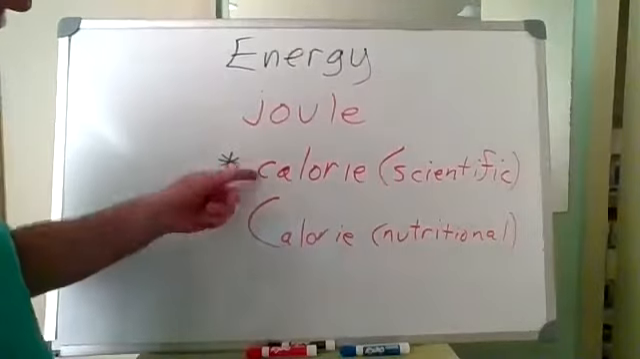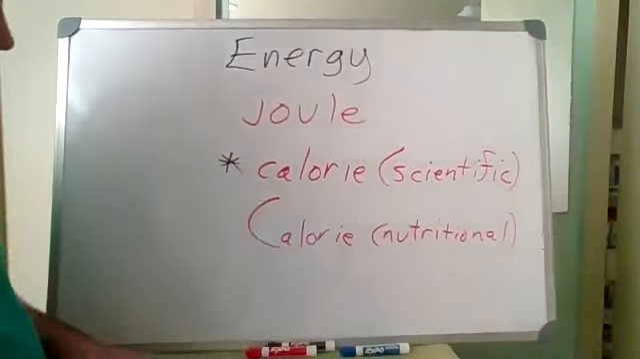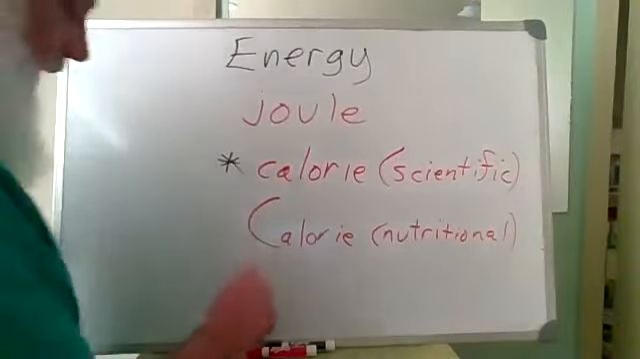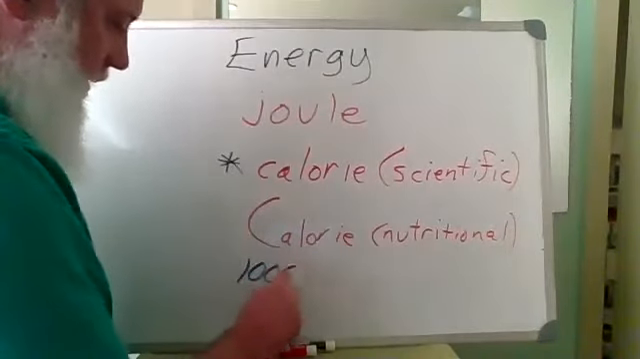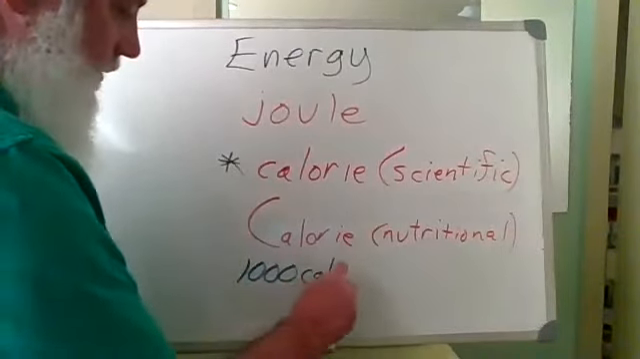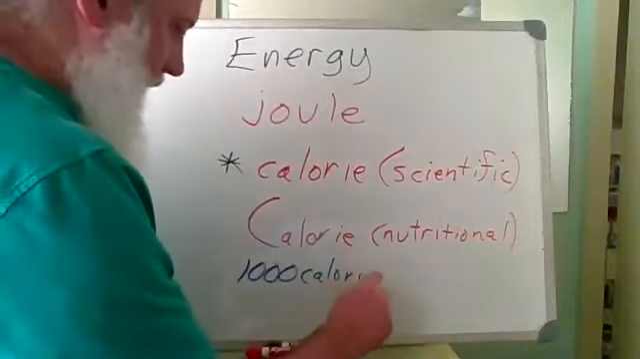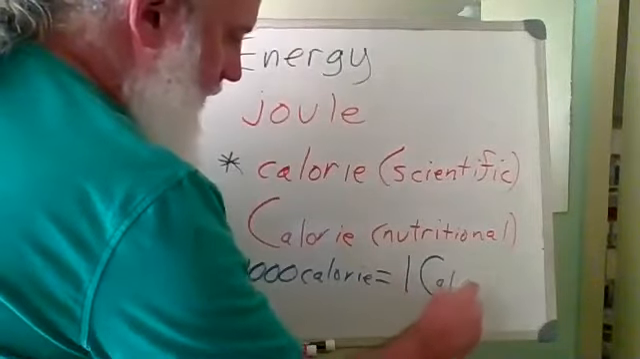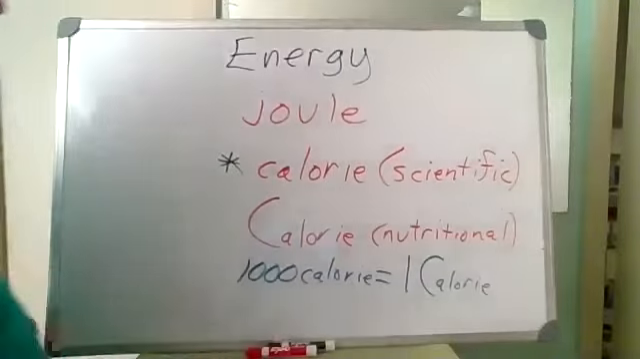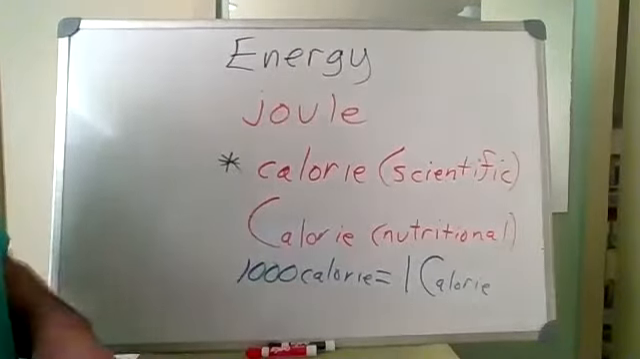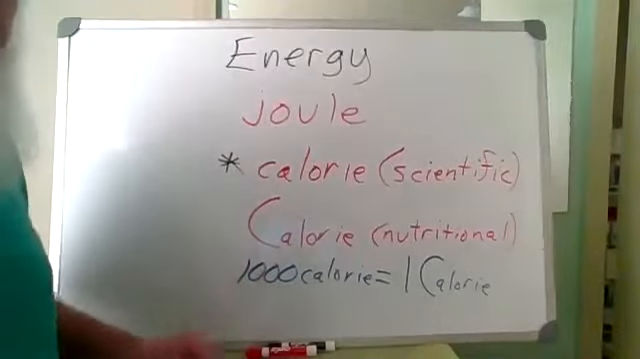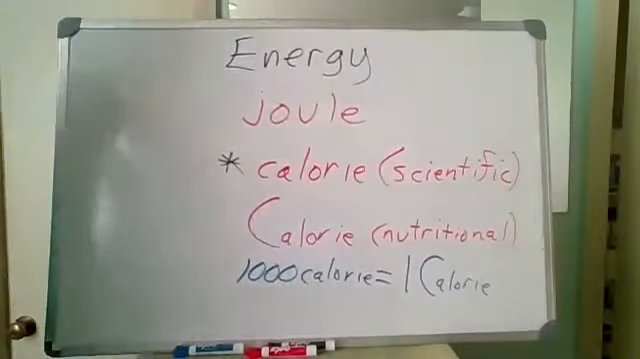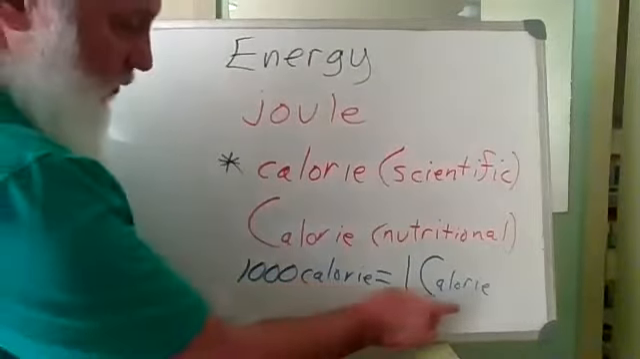What's the connection between the scientific calorie and the nutritional calorie? Well, write it down here. 1,000 scientific calories equals 1 nutritional calorie. So in other words, the nutritional calorie is a kilocalorie of scientific calories. So 1 kilocalorie of scientific calories equals 1 nutritional calorie.